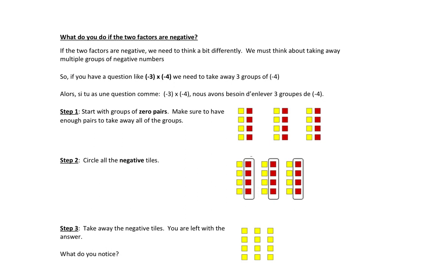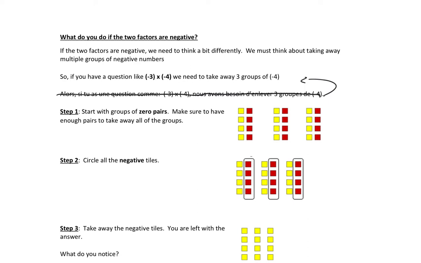I'm never really going to ask you to model this, but I'm going to show you the model, so hopefully it'll help you understand. So what I say here in the notes is that we must think about taking away multiple groups of negative numbers. So the example I'm going to use is negative 3 times negative 4. So what we need to do is take away 3 groups of negative 4. You see there that I have some French still in my notes, and you may have noticed that on your written copy too, so I'm just going to cross those out. We don't need to pay attention to that, but if you are paying attention, those two phrases mean the same thing.